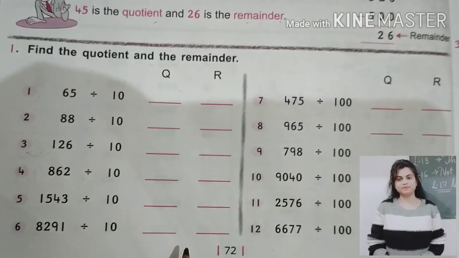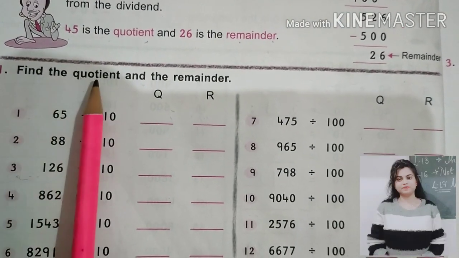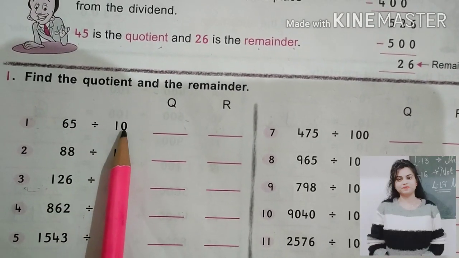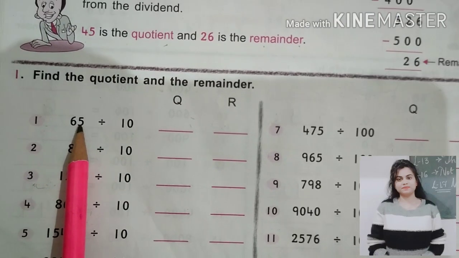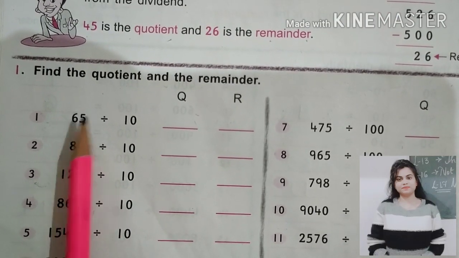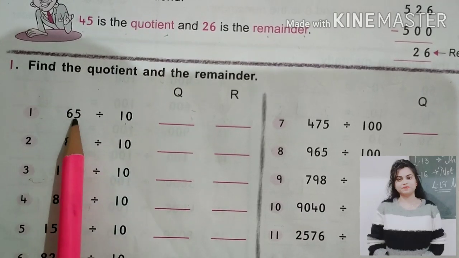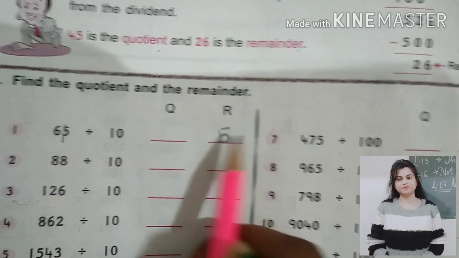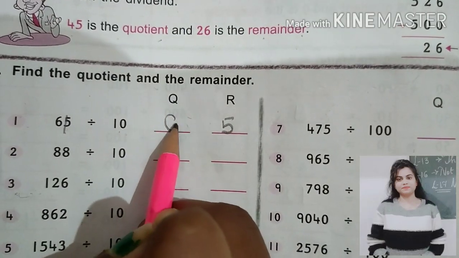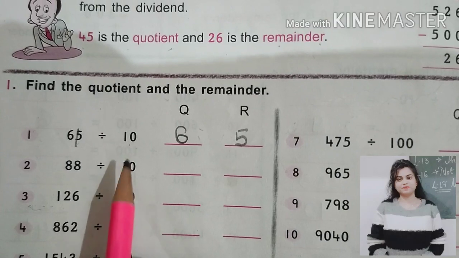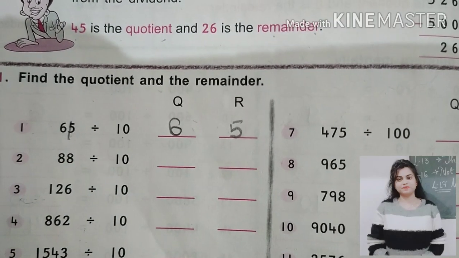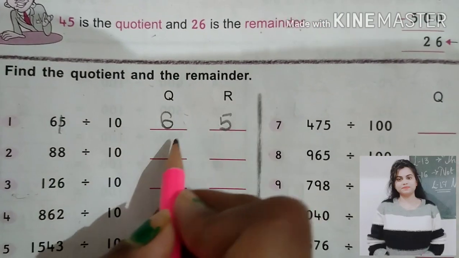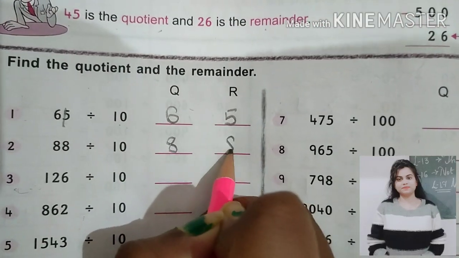Now here also so many questions are given. See question number 1. Find the quotient and remainder. 75 divided by 10. Here the dividend does not end with 0, and you have to divide it by 10. So what you have to do? Remove the 1's place. That is your remainder and the rest is your quotient. So 7 is quotient and 5 is remainder. 10 7s are 70 and 5 is remaining. Here also 88. So 8 is quotient and 8 is remainder.